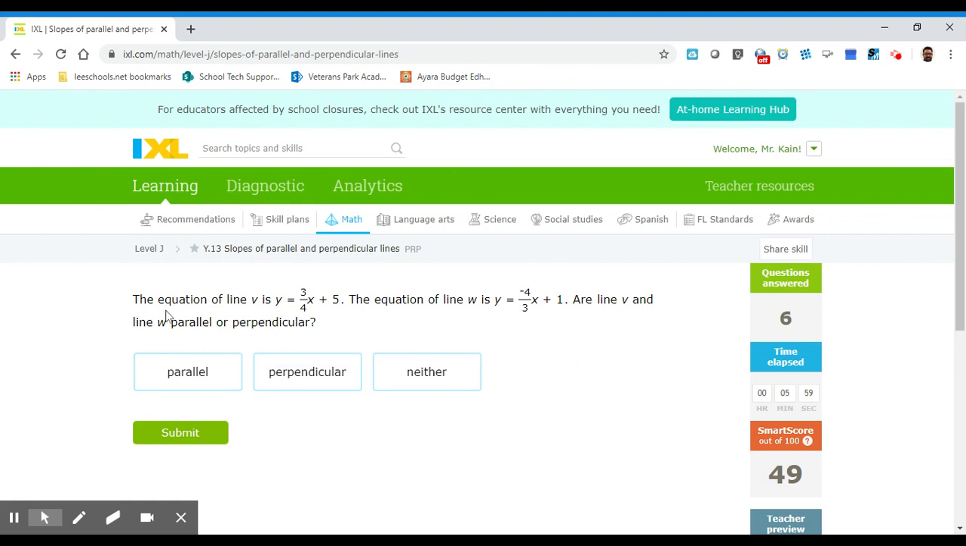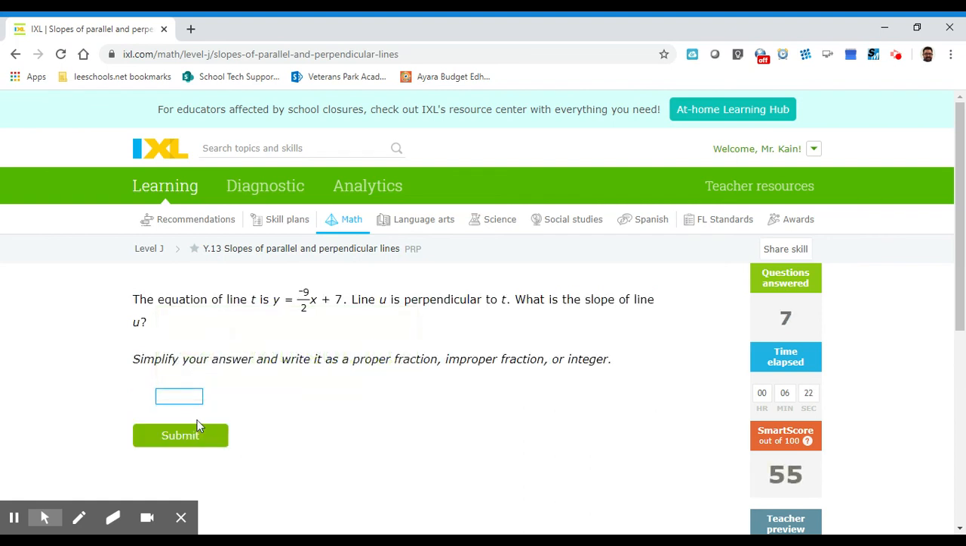Okay, one more time. We have this line and this line. Are those two lines parallel, perpendicular, or neither? So question, is it the same? It's not the same, so it's not parallel. Did we flip it? Yes. Did we change the sign? Yes. So it is perpendicular.